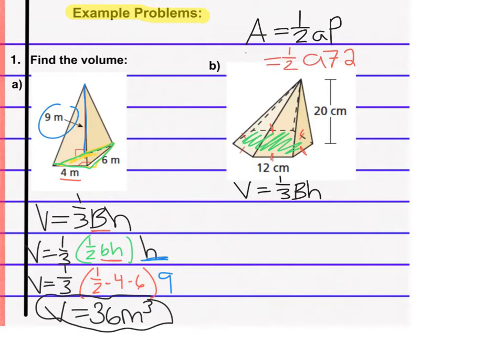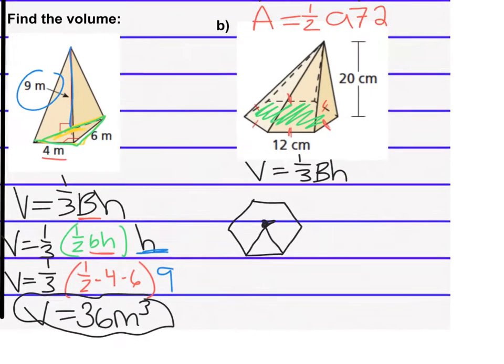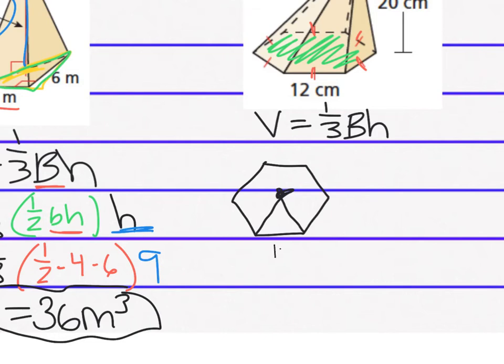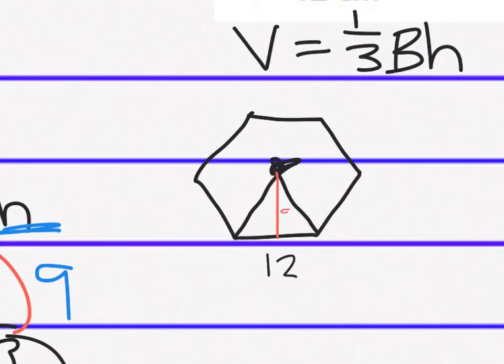Now, I do not know my apothem yet, so I need to find that. So you're going to have to think back to, I think it was section 11.3, where we found the area of a polygon. And we're going to have to do that. So let's think about just the hexagon: 1, 2, 3, 4, 5, 6. And let's make a central angle and make that triangle. So what do we know? We know that this is 12. And our goal here in doing all this work is to find the apothem.